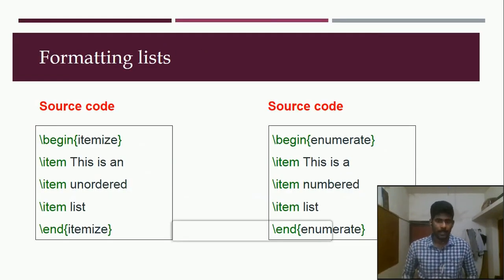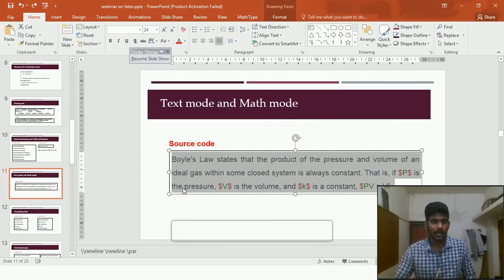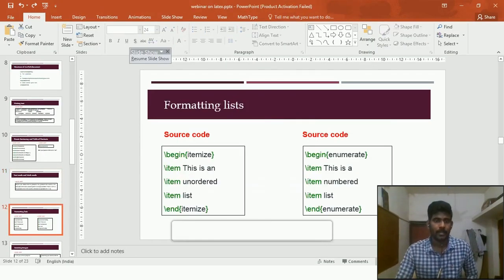Yeah, so now we are going to discuss how to itemize your content and at the same time how to enumerate your contents. That comes under formatting lists. In your Word you could see itemize and at the same time descriptions. So in LaTeX, how is it going to be?